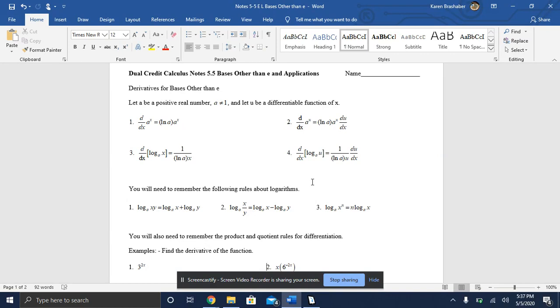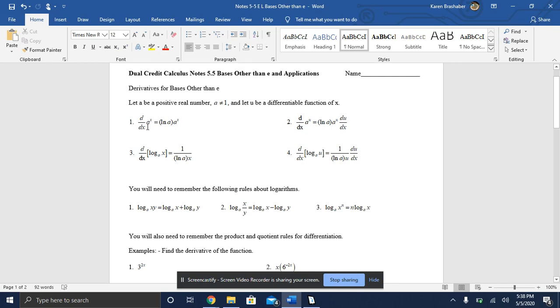Well, we're going to work on some notes today for extra topics that Vincennes requires. And these are, first of all, bases other than e, where we take the derivative of those. And so we'll look not only at an exponential, but also at a logarithm, where the base is something other than e. So you have basically 2 new rules.